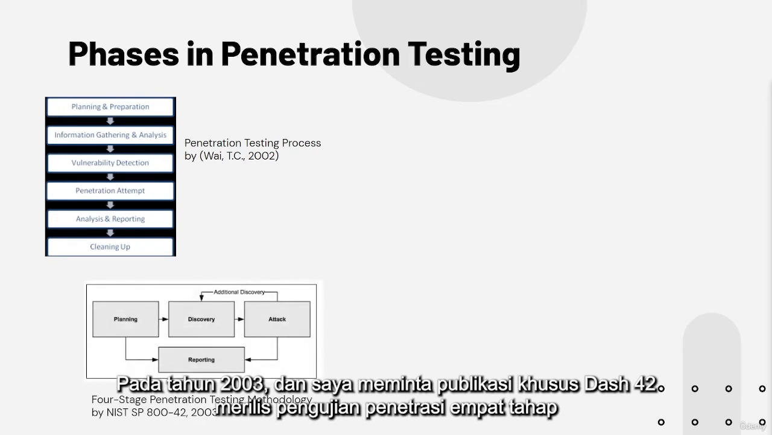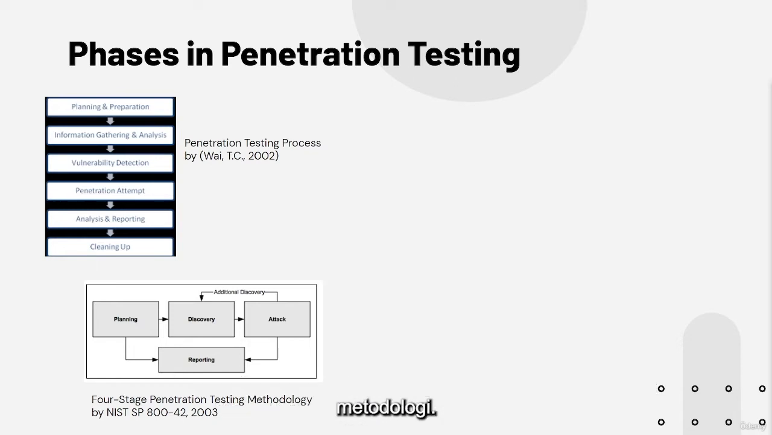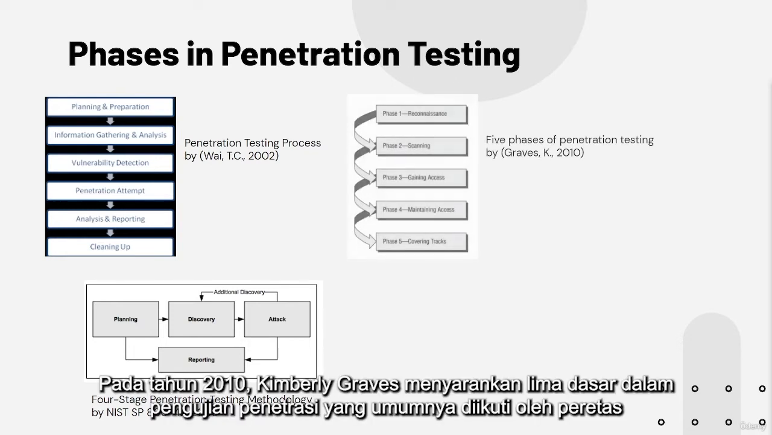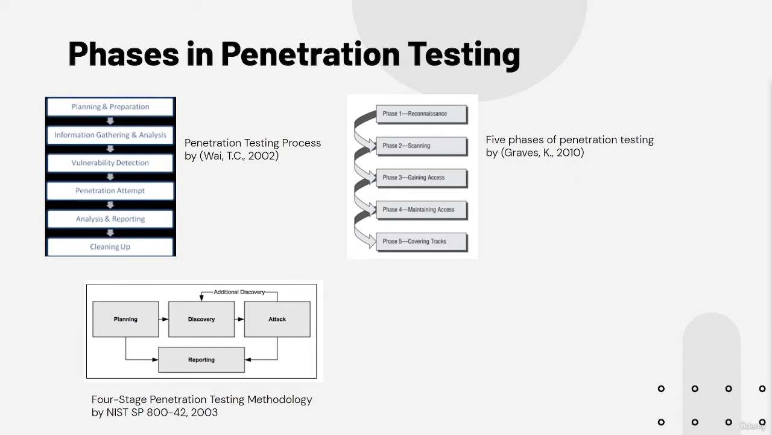In 2003, the NIST Special Publication 800-42 released the 4-stage penetration testing methodology. In 2010, Kimberly Graves suggested 5 phases in penetration testing that hackers generally follow in hacking a system.